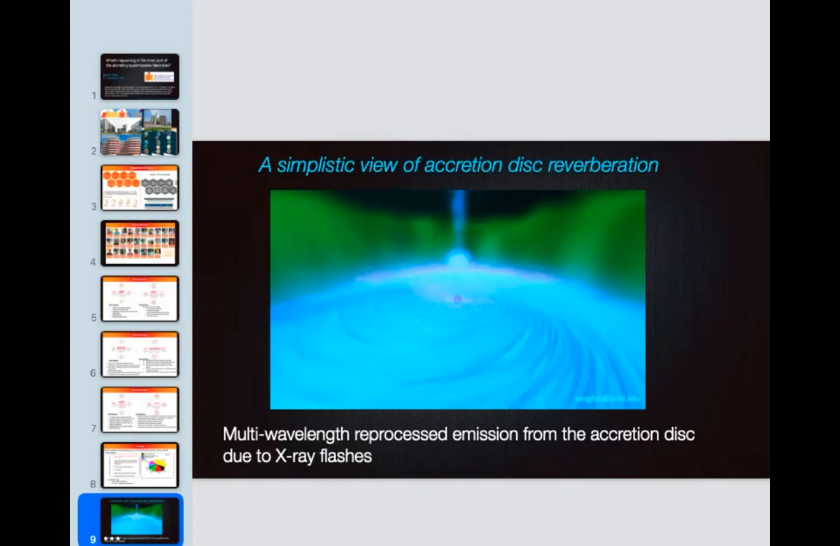Similarly, there is another lag, which we know as the propagation delay or propagation lag, which basically tells about some fluctuation in your accretion disk which is propagating towards the black hole.